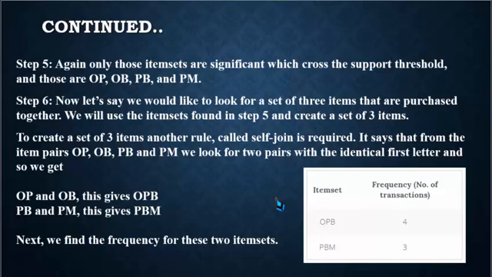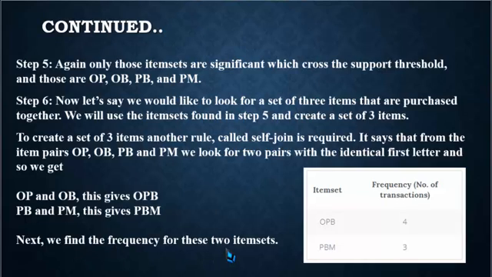Now let's say we would like to look for a set of 3 items that are purchased together. We will use the item sets found in step 5 and create a set of 3 items. To create a set of 3 items, another rule called self-join is required. It says that from the item pairs OP, OB, PB, and PM, we look for two pairs with the identical first letter. So we get OP and OB. This gives OPB. PB and PM gives PBM.